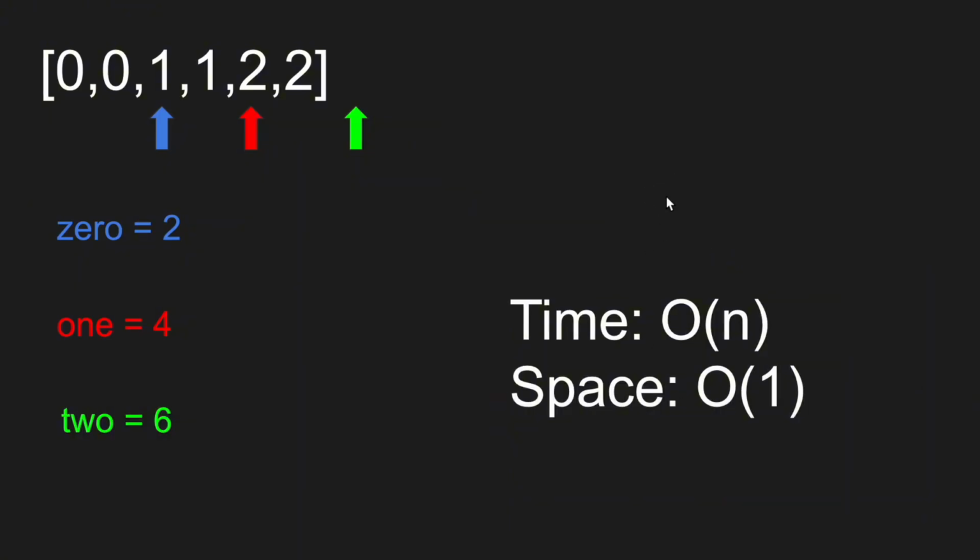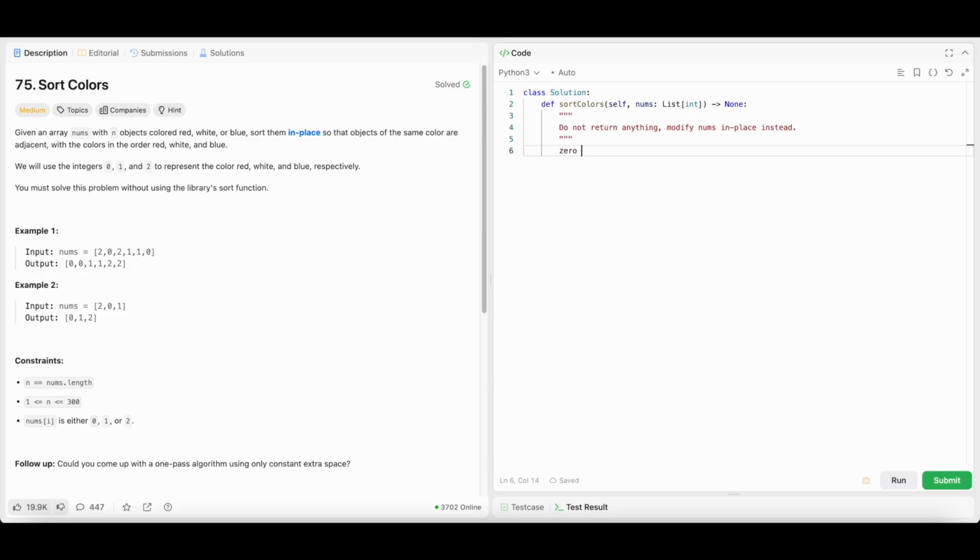So now let's get to the coding part. First we will set the 0 pointer to 0. We will set the 1 pointer to 0. And now we will iterate with the 2 pointer, for 2 in range length of nums. We will set temp to nums of 2, and we will always set nums of 2 to 2.